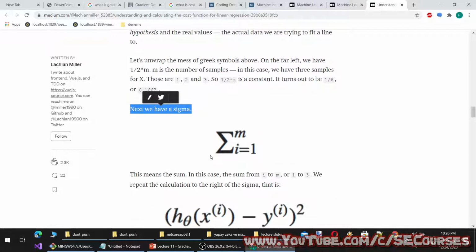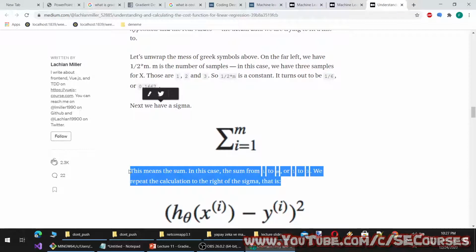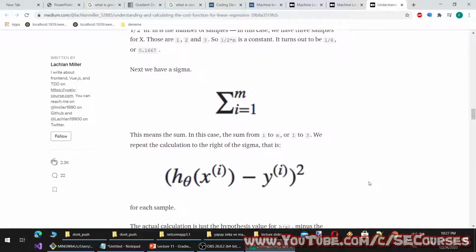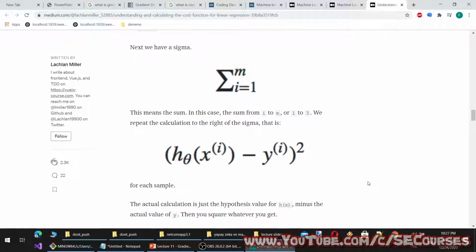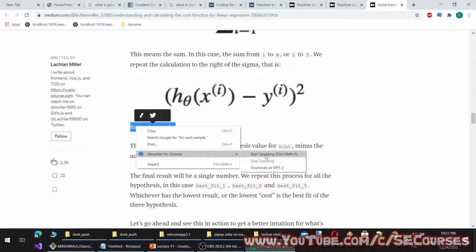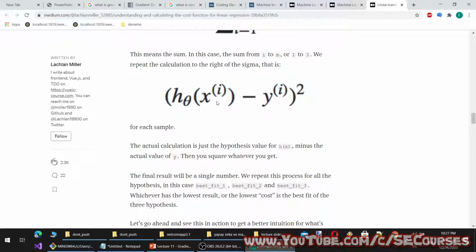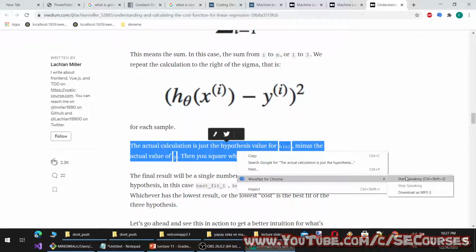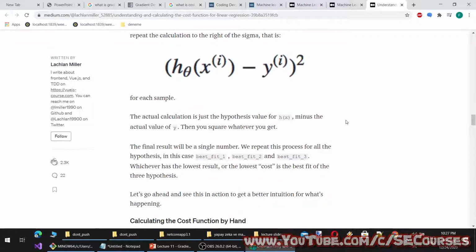Next we have a sigma. This means the sum. In this case, the sum from i equals 1 to m, or 1 to 3. We repeat the calculation to the right of the sigma for each sample. So h(x_i) minus y_i, and we take their square. I mean, we take their power of 2. The actual calculation is just the hypothesis value h(x) minus the actual value of y, then you square whatever you get.